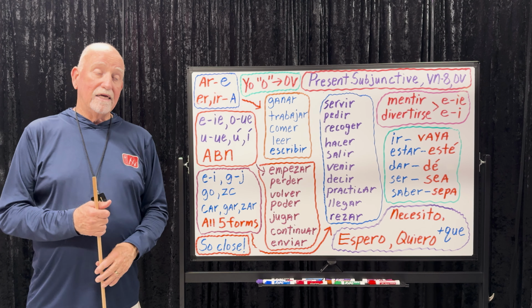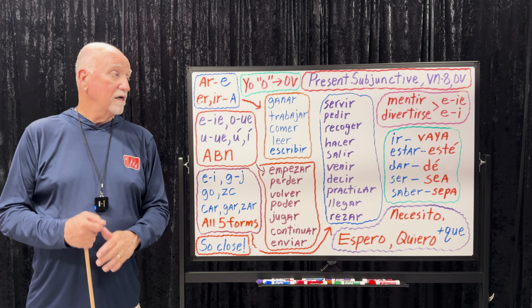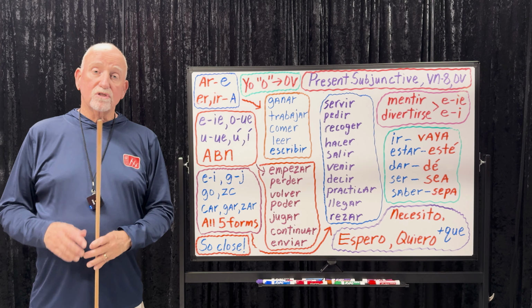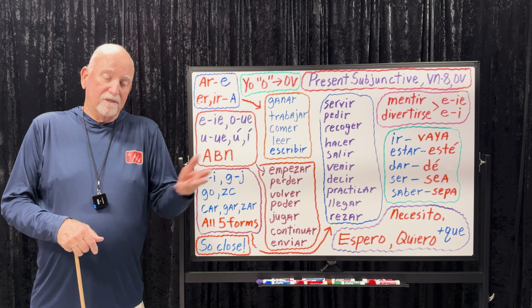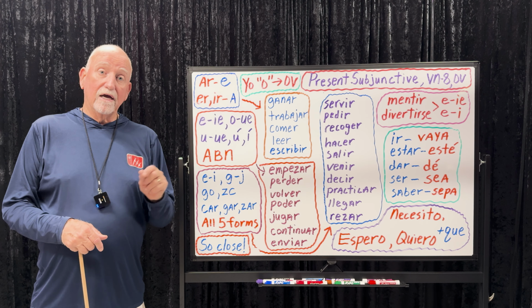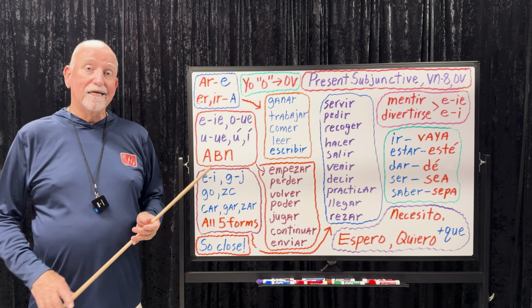Divertirse, the same thing. It goes me divierta, te diviertas, se divierta. But for us, it'd be nos divertamos. And it sounds awkward to learn, but you'll pick up on it. VIR in the middle. Nos divertamos. And then se diviertan. So this is how you conjugate and form all verbs in the present subjunctive: opposite vowel.